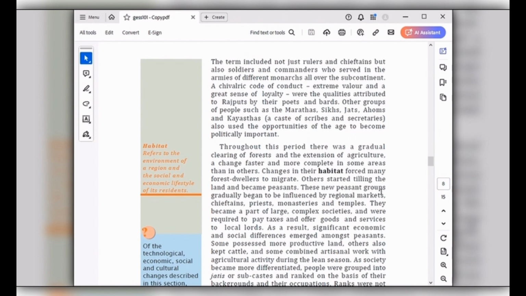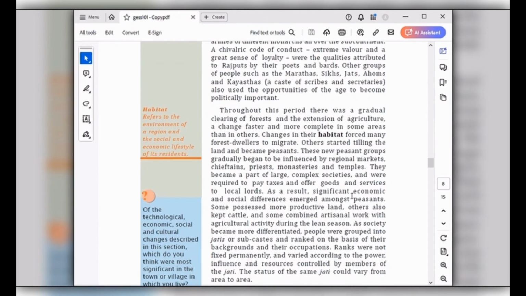So, let's proceed. Changes in the habitat forced many forest dwellers to migrate. Others started tilling the land and became peasants. These new peasant groups gradually came to be influenced by regional markets, chieftains, priests, monasteries, and temples. They became a part of large, complex societies and were required to pay taxes and offer goods and services to local lords. As a result, significant economic and social differences emerged among peasants.